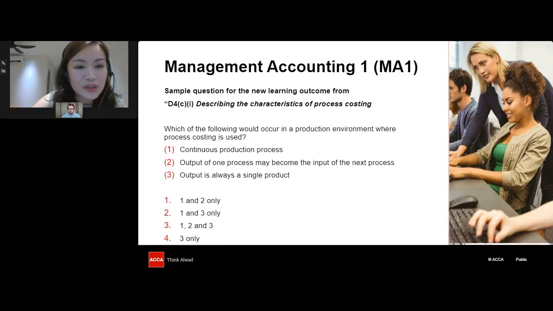All right, so we have got you these sample questions as well for MA1, for example, looking into describing the characteristics of process costing. This is still examinable in the syllabus because we understand that the calculation of the unit cost, for example, of the equivalent unit, is no longer in the syllabus for information, but rather the characteristics of process costing will still be examinable. So we have actually prepared questions here, and that's considered the MRQ. All right, multiple response questions. So this type of question will still be there in the exam.